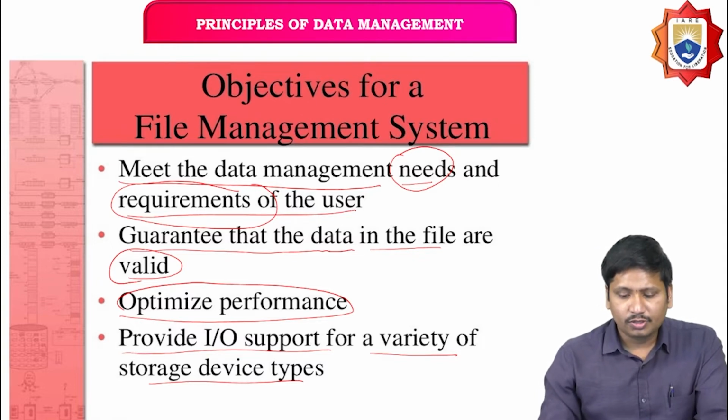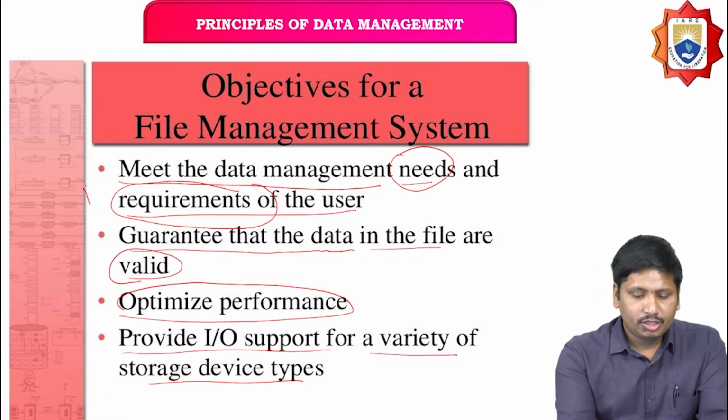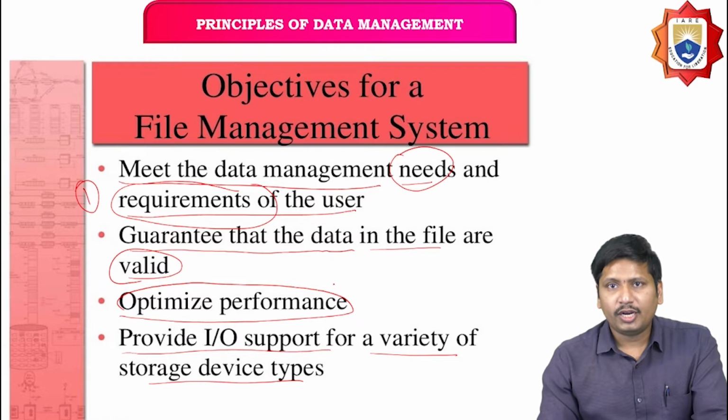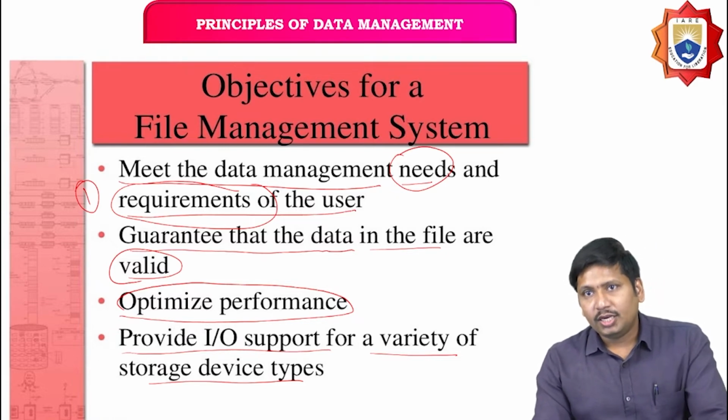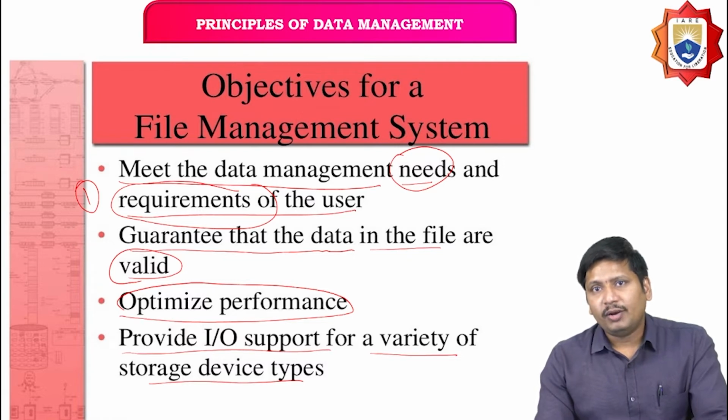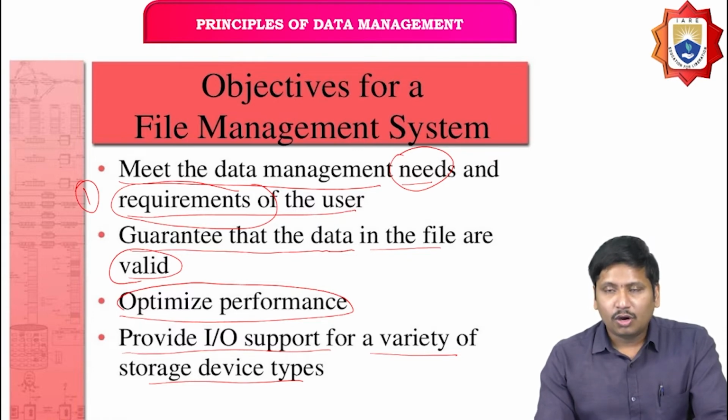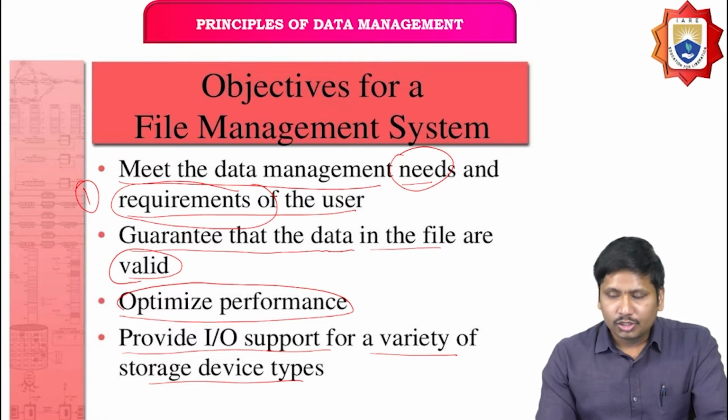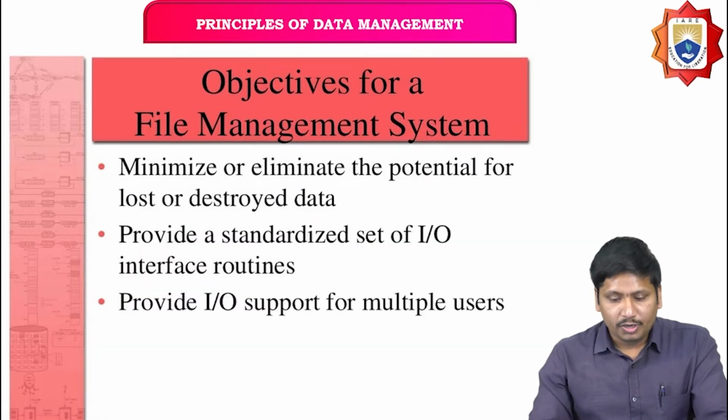So these are the main objectives of the file system. The first objective is to meet the needs of data management as well as the requirements needed by the user. The next objective is that the file management system guarantees the data is valid. And then the performance is also very optimized. And it should also provide input output support for a variety of storage devices, and can also perform input and output operations.